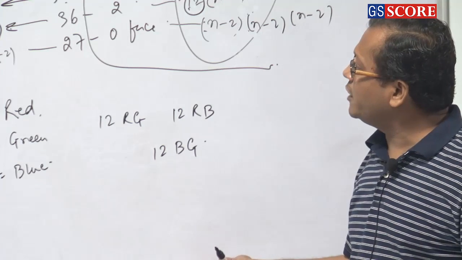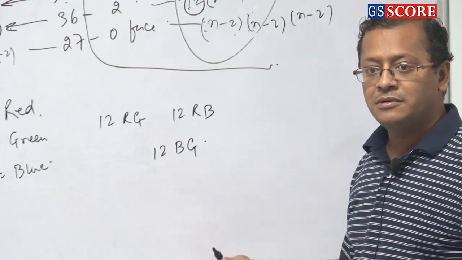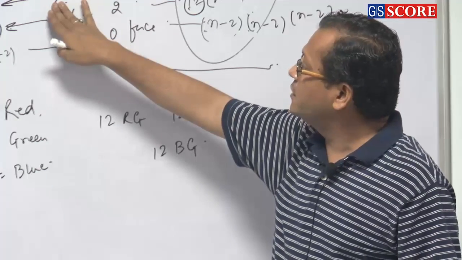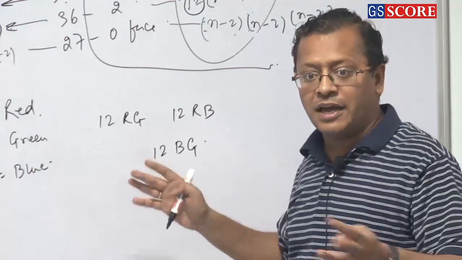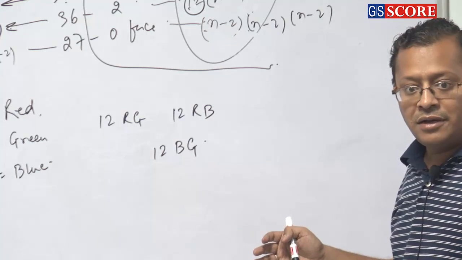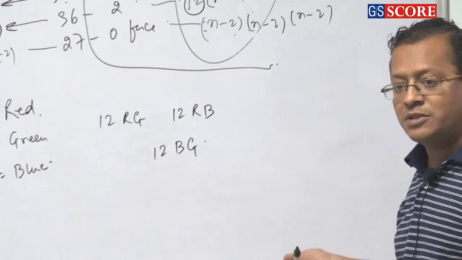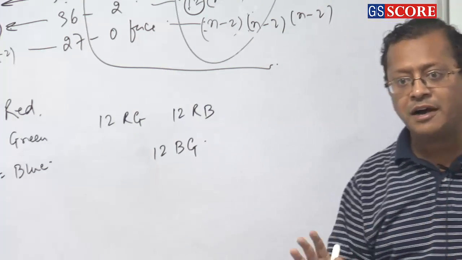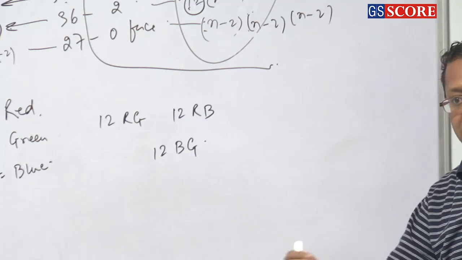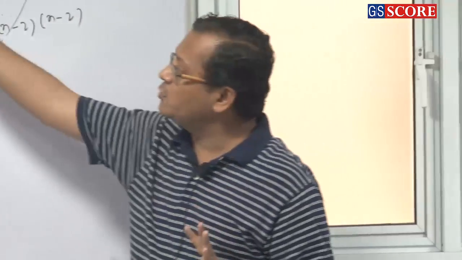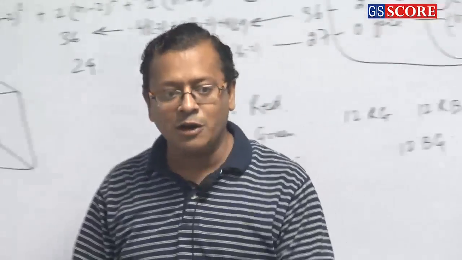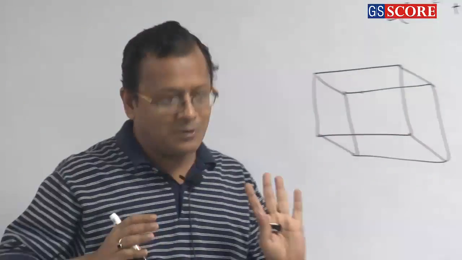How many cubes are having one face painted? Total 54. So 18 cubes are having red color, 18 cubes are having blue, and 18 cubes are having green. Easy or not? You just distribute it in 3 parts. And 8 cubes are having 3 faces. That's it. It's a cakewalk. Now you understood or not?